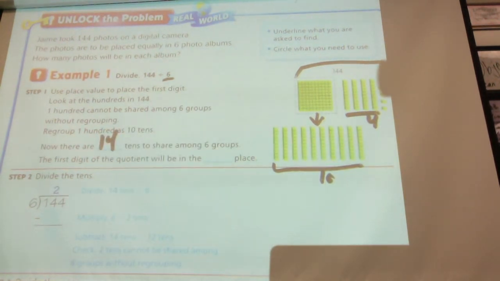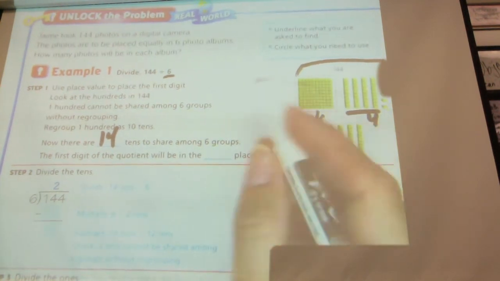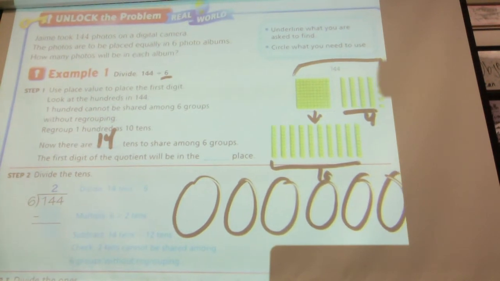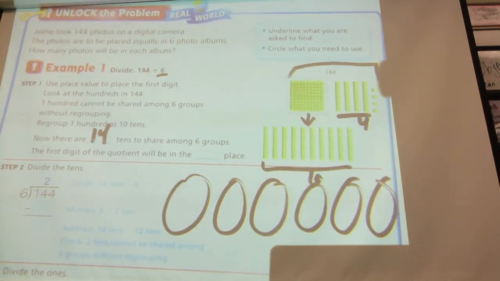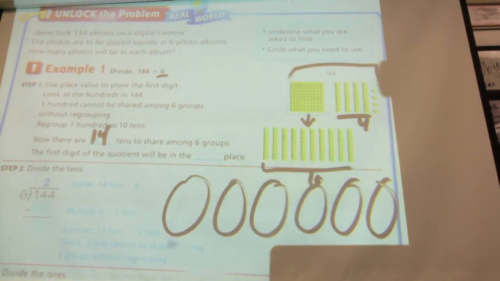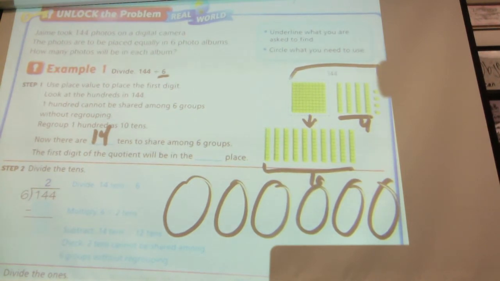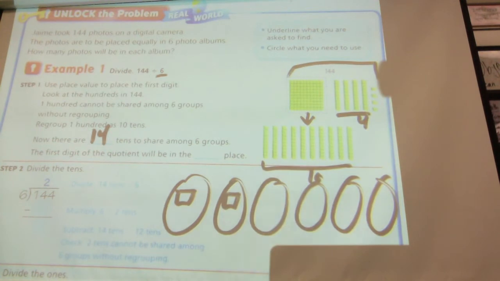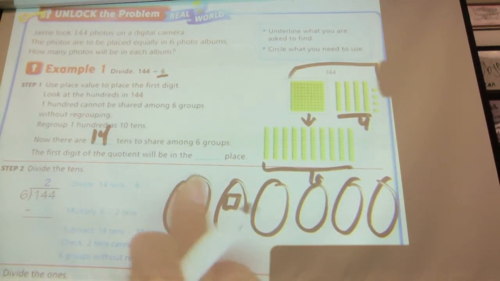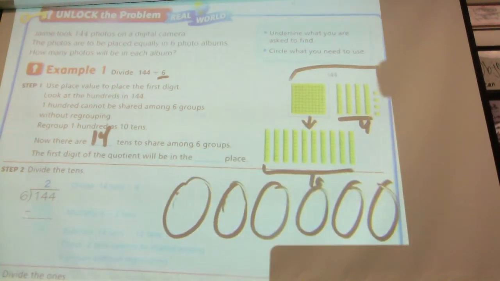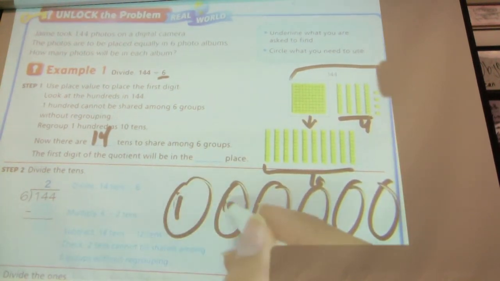So when we're doing the quotients, if I was going to divide this into 6 groups, I want eyes up here. I don't want people looking at their books. If I'm going to divide this into 6 groups, are there going to be any hundreds in here? Am I going to have anything that looks like this? No, because I don't have any hundreds to divide up. I only have 10 sticks and ones. Is it going to look something like this?